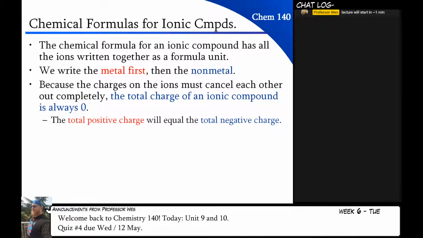Whenever you write the formula for an ionic compound, metal goes first, non-metal goes second. Put the positive part first. So instead of writing CaS, don't accidentally write SCa. Canvas will mark it wrong. Always put the positive part first. Put the metal first.